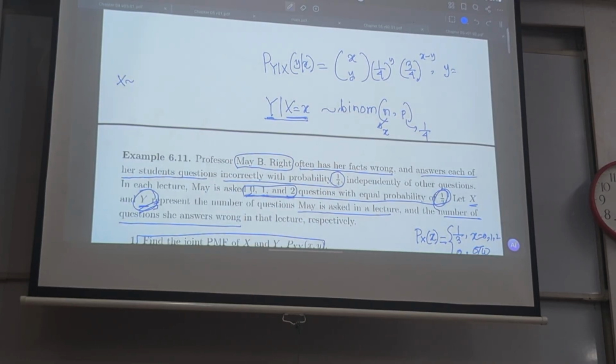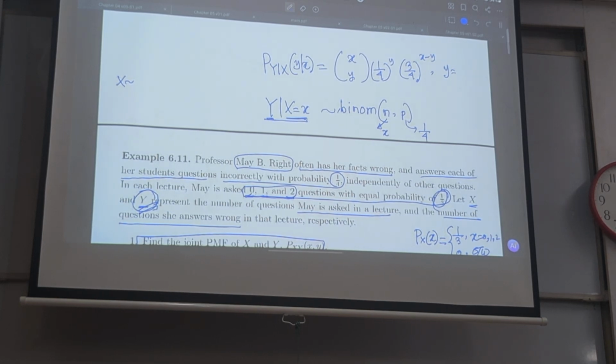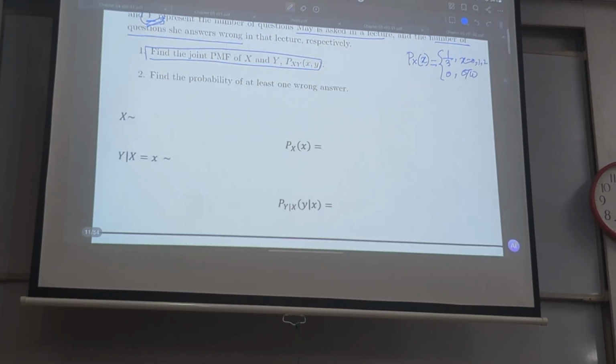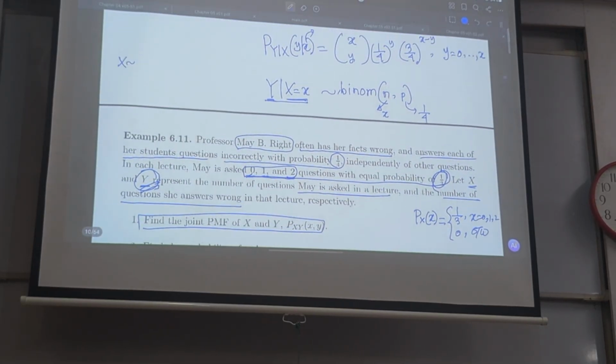And what is the range for y? X is fixed, but X also has a range, 0, 1 and 2. But what is the range for y? Considering y is less than or equal to X, it is 0 to X. When X is 0, it is 0. When X is 1, it is 0 and 1.